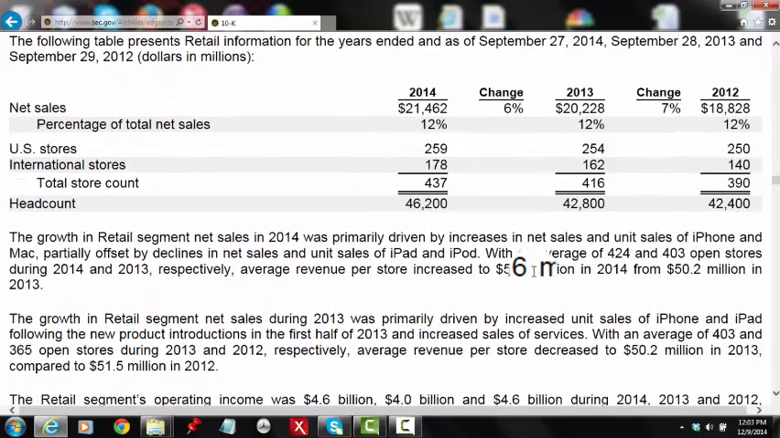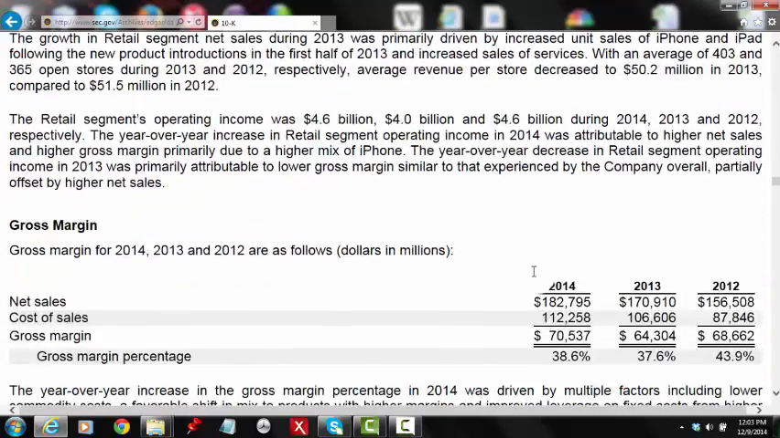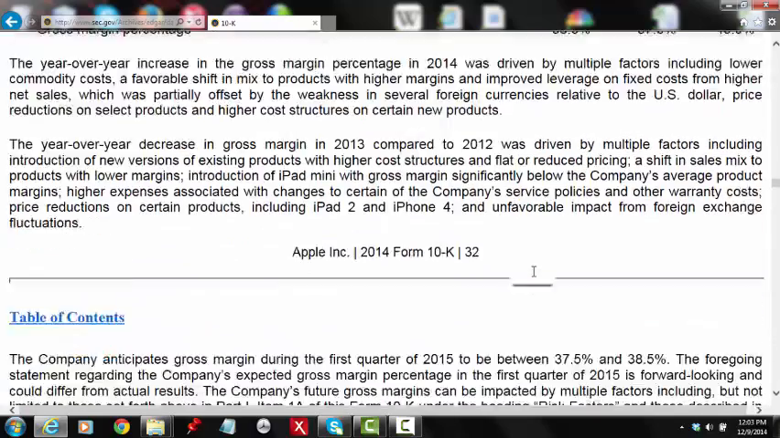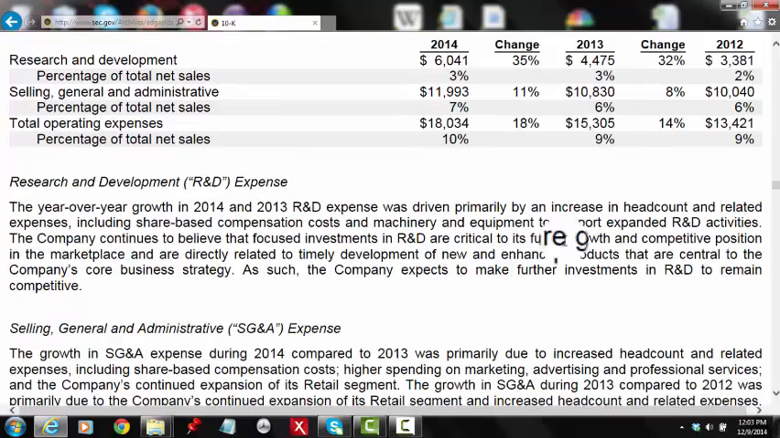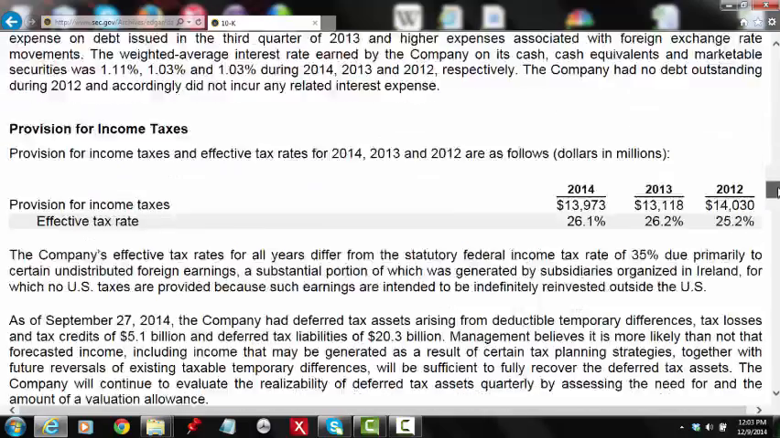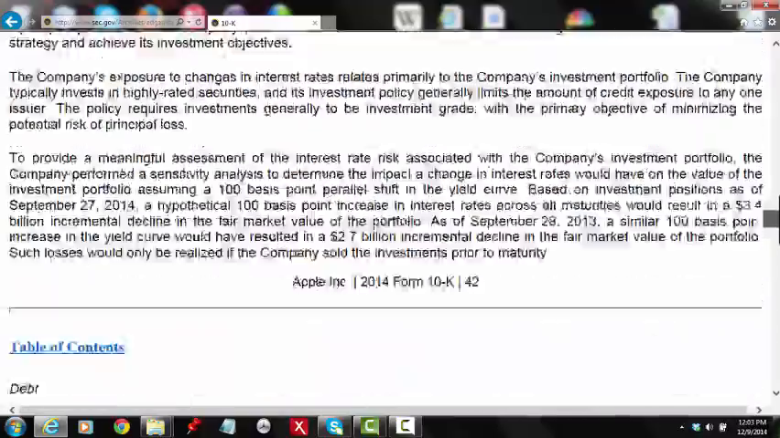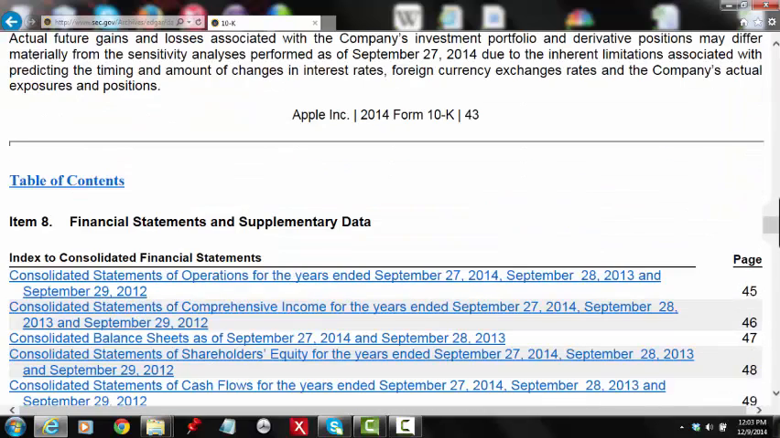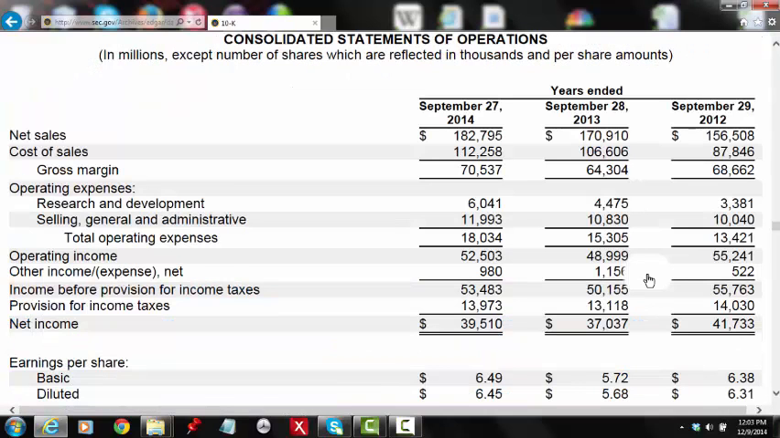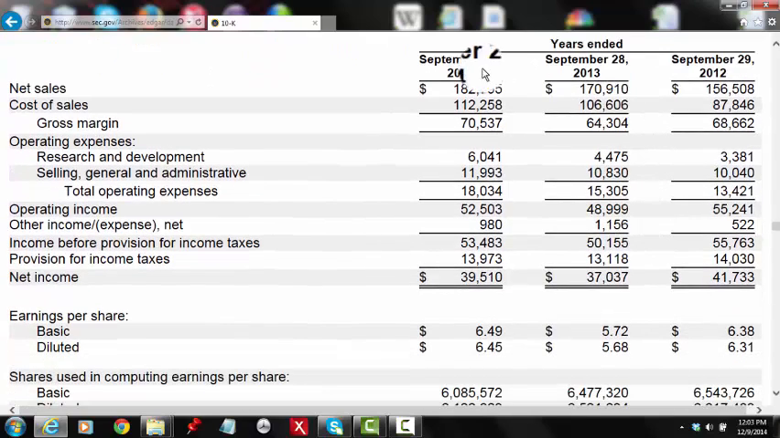Let us look here. Okay, the gross margin, they're talking about that, and the operating expenses and all. Then if we keep going down, here in the middle is the real financial information, detailed. This is called the income statement, and it shows the total sales and what was the cost of sales. So the gross margin was $70.5 billion. The research and development, they had to spend about 6 billion.